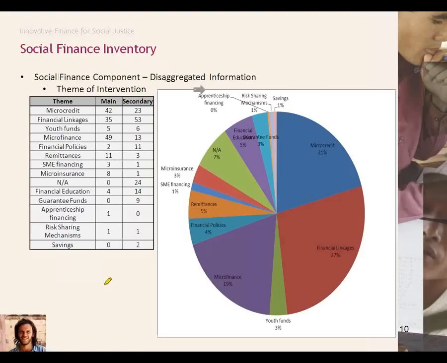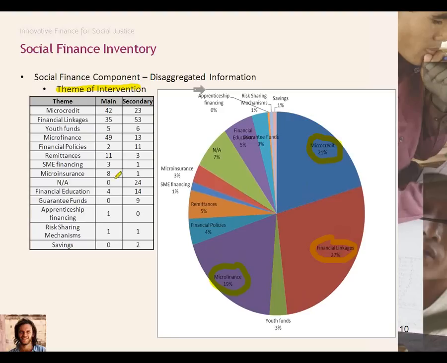Let's analyze the main characteristics of the interventions. Just a short comment is that access to financial services is the main category of intervention, but let's see what happened now with the theme of intervention. As you can see in the chart, the triangle between microcredit, financial linkages, and microfinance is by far the most common and the most typical intervention. This is basically, to put it in concrete terms, access to financial services through linkages with financial institutions.